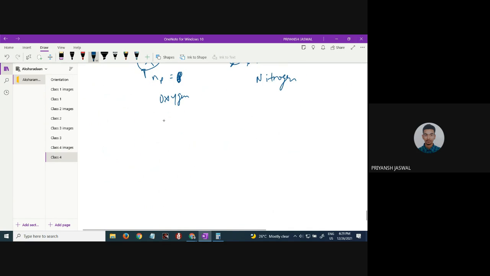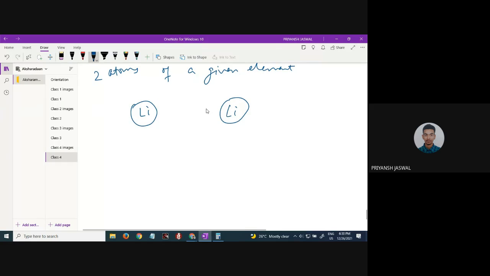And if you take two atoms of a given element, say I give you two atoms of lithium, one atom is this and another atom is this, they both will have the same atomic number, that is Z equal to 3. So all the atoms of a particular element have the same number of protons.